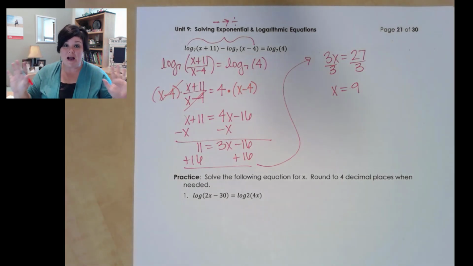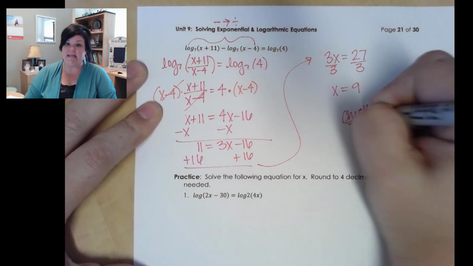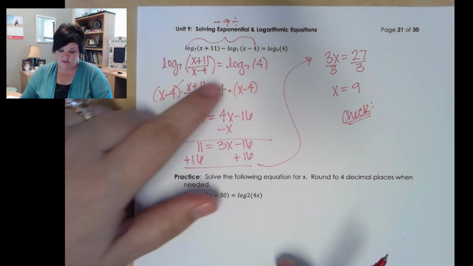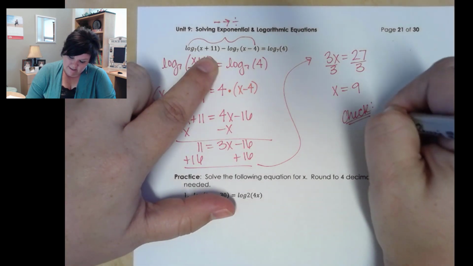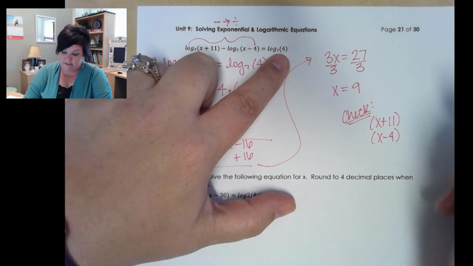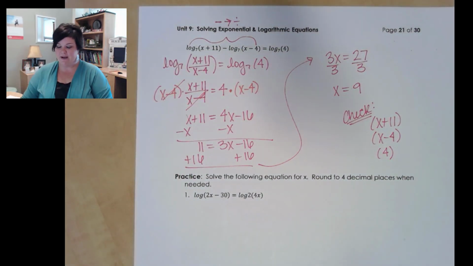And then again, before I circle my answer, I want to make sure that I check that my inside quantities of all these logs stay positive. So I need to check x plus 11. I need to check x minus 4, and I don't really need to check 4 because it's just going to be 4, but it's a good habit to write them anyways, right?